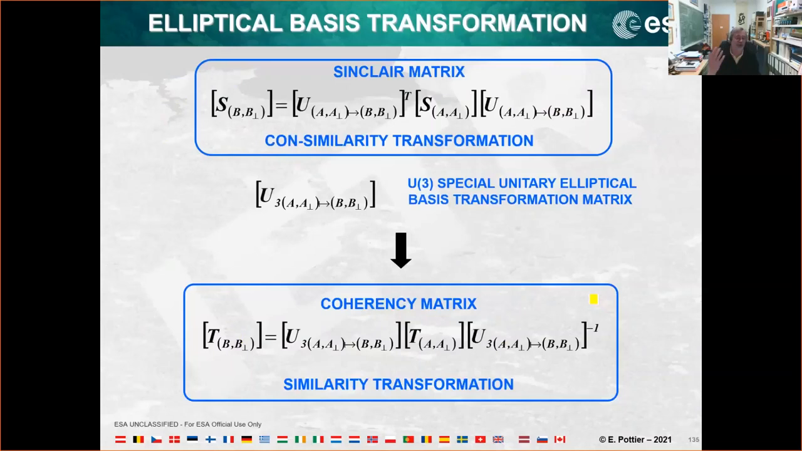I have presented to you before the transformation when the input is a scattering matrix and the output is a scattering matrix. And here it will be the same when the input is a coherency matrix and the output is a coherency matrix. I apply also this kind of transformation. This is why this is very, very useful too.